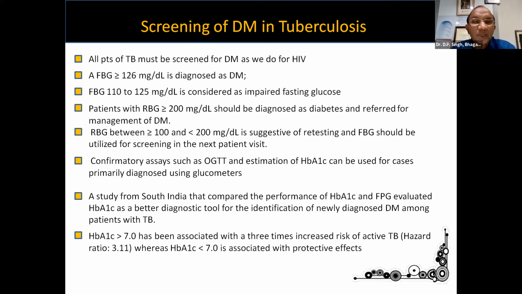A study from South India had compared the performance of HbA1c and fasting blood glucose, and HbA1c was a better diagnostic tool for identification of newly diagnosed DM. So whenever we screen a patient of tuberculosis for diagnosis of diabetes, it is a better guide that HbA1c should also be taken as a diagnosis. HbA1c more than 7 has been associated with 3 times increased risk of TB, while less than 7 is associated with a protective effect.